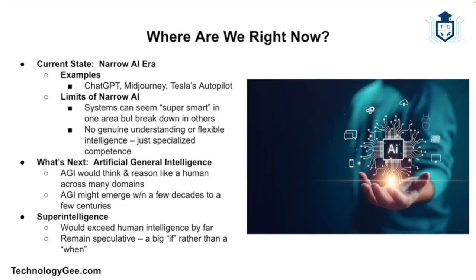All right, so exactly where are we right now? Well, we are firmly in the narrow AI era. So even advanced systems like ChatGPT, Midjourney, or Tesla's Autopilot are still narrow in scope. They can appear super smart in one domain, but they fall apart in others. AGI, this is the next big leap, but no one's cracked it just yet. It's the holy grail for many researchers, and some believe we might see it within the next few decades or even within the next few years. And others, they think it's a century or more away. When it comes to superintelligence, that's even further out if it ever happens. But that hasn't stopped us from imagining what that could possibly mean.